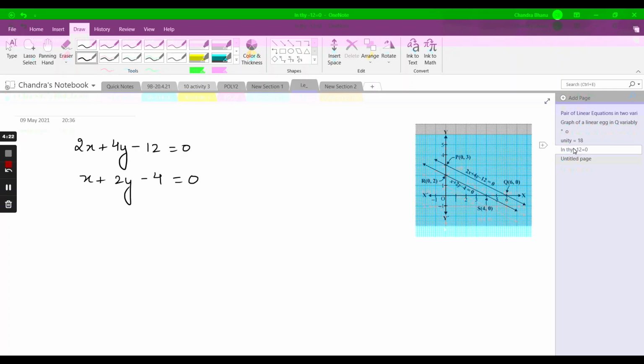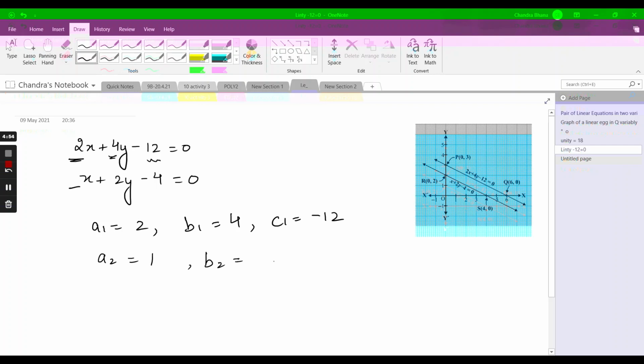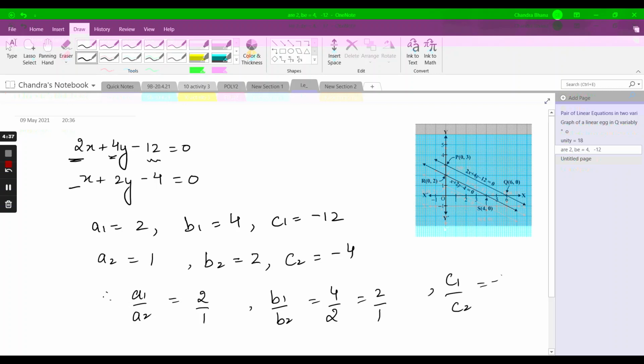Let's discuss the last example also. Here, what is A1? A1 is 2. What is B1? B1 is 4. What is C1? C1 is minus 12. A2 is equal to 1, B2 equal to 2 and C2 equal to minus 4. So therefore A1 upon A2 is equal to 2 by 1, B1 upon B2 is equal to 4 by 2, that is 2 by 1, and C1 upon C2 is equal to minus 12 by minus 4, it is 3 by 1. What do we observe here?